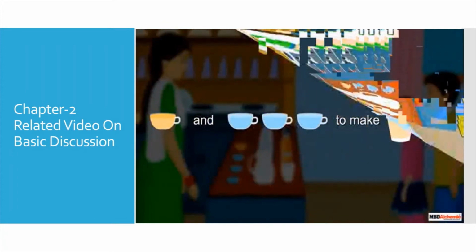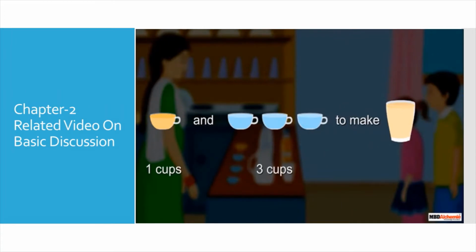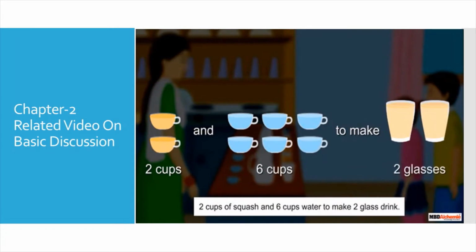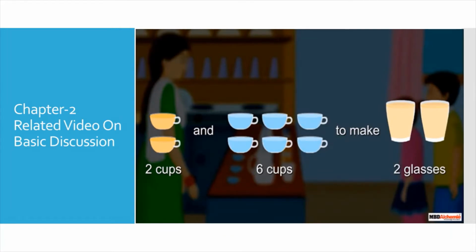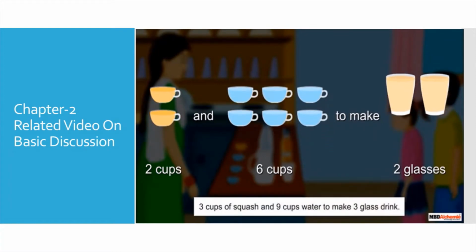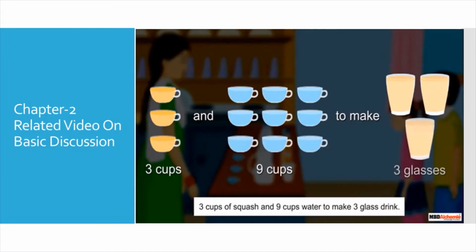See, to make it for 1 person, we have to take 1 cup of squash and 3 cups of water. For 2 persons, we have to double the quantities of both the squash and water. That means we need to take 2 cups of squash and 6 cups of water. Think, if I have to make it for 3, then we have to take 3 cups of squash and 9 cups of water.